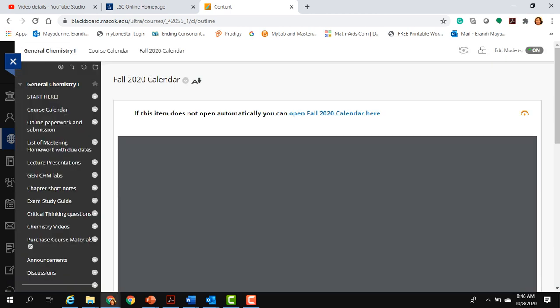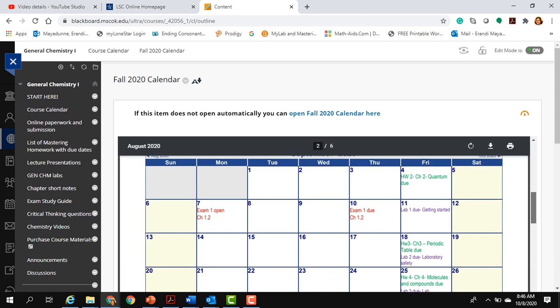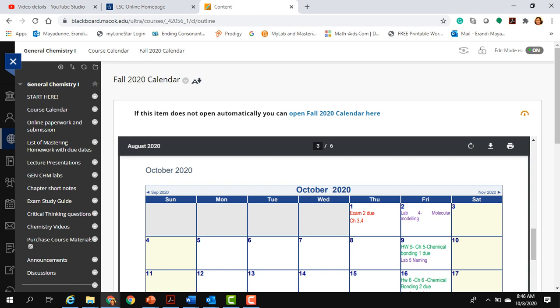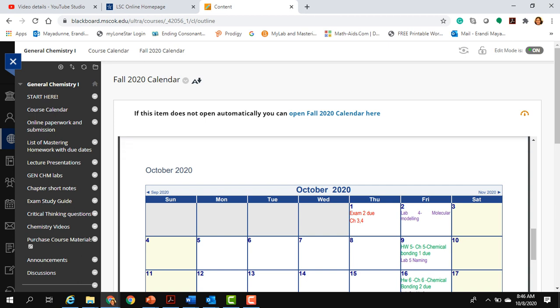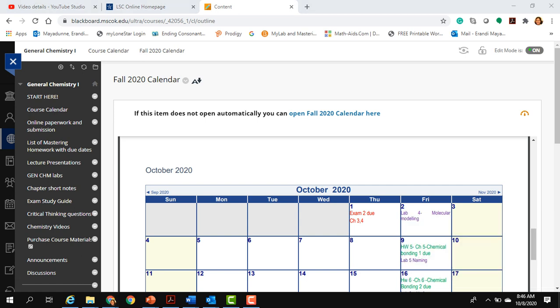I go here and open the calendar. Okay, my week is the week of October 5. So I have to submit homework 5, chemical bonding, and lab 5, naming. It's a good time now. You need to submit the lab work and everything. These are the only two assignments we have this week.